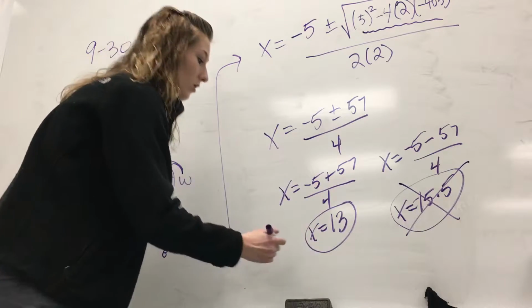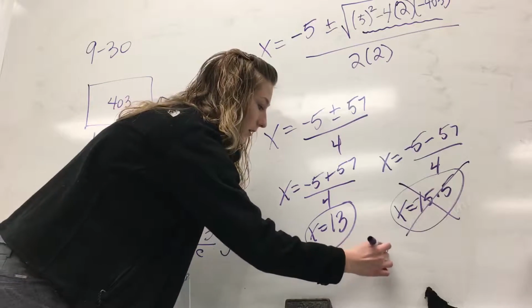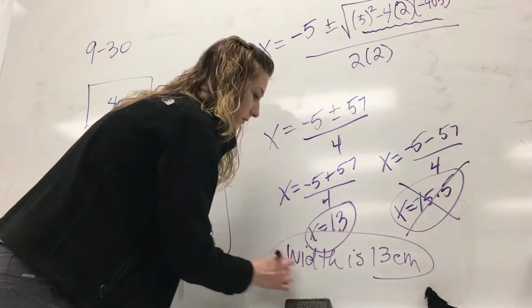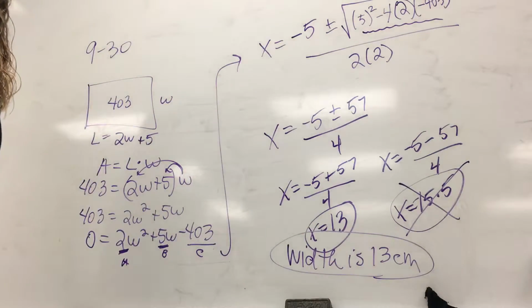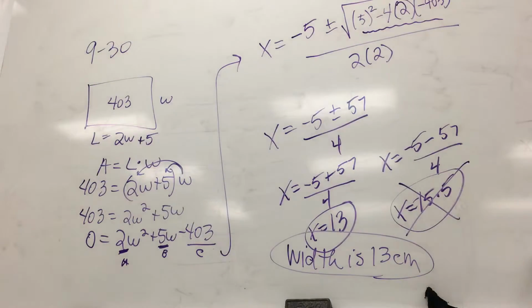So here's our solution. So the width is 13 centimeters. Because it wants you to write it as a sentence. So hopefully that helps you with the quadratic formula for that one. Let's see our time here.